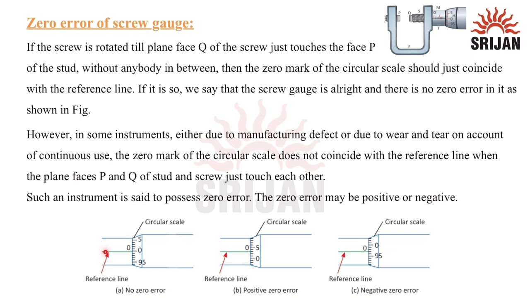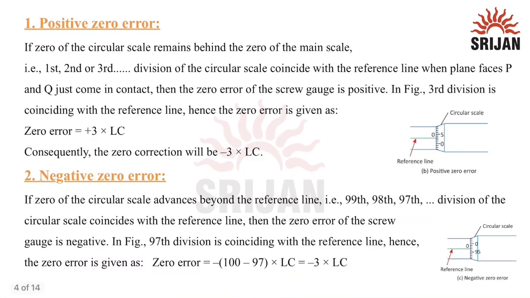Also, you can see in this particular figure as well that this is the reference line and the zero is coinciding with this reference line. So there is no zero error. But in these two figures, you can see there is some error because the zero of the circular scale is not coinciding with the reference line. Now, positive zero error. If the circular scale 0, that is this 0, remains behind the reference line 0 or the main scale 0, then we can say the error is positive zero error.